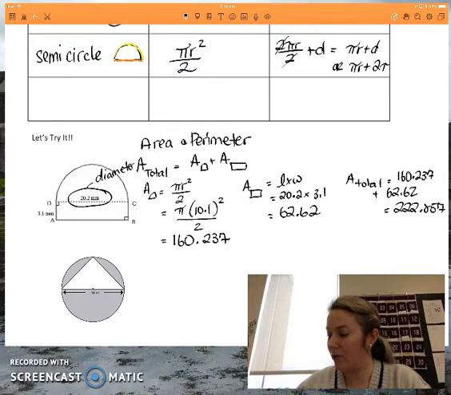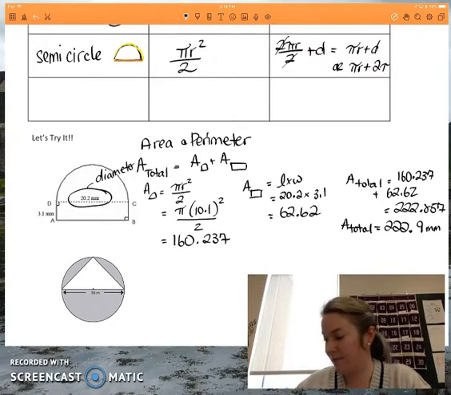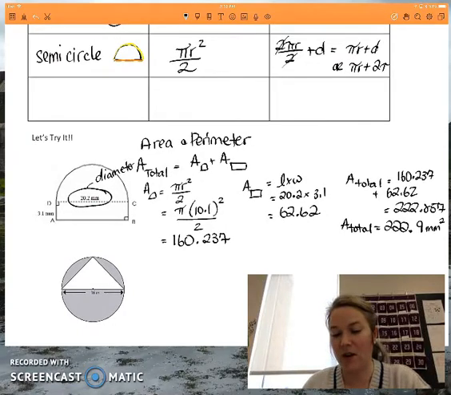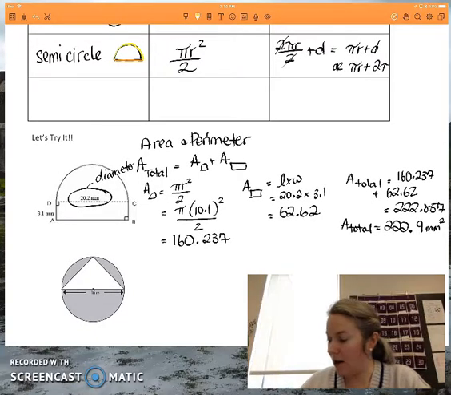222.857. Now I'm going to round it, so my area total is going to equal 222.9 millimeters. What are the units? Squared. Remember, units of area is always two-dimensional, length times width. So I've done that. That's the area right there.